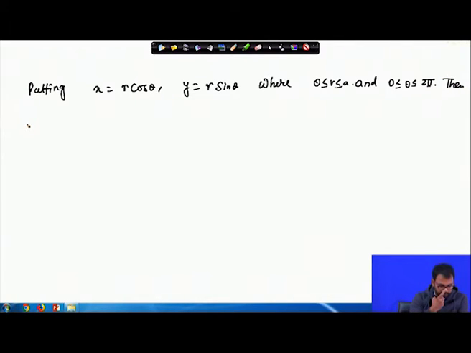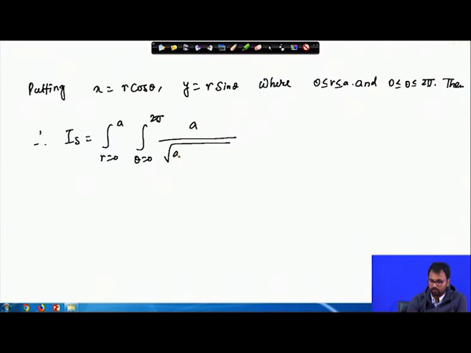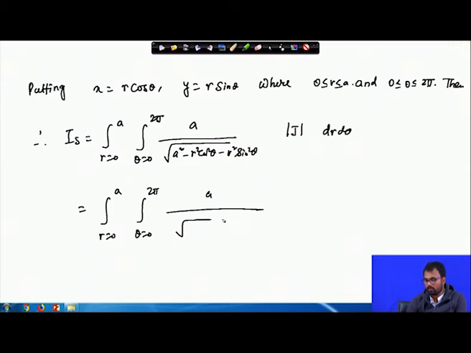Then this surface integral would reduce to r running from 0 to a, theta running from 0 to 2 pi, a divided by the square root of a square minus r square cos square theta minus r square sin square theta, and then the Jacobian r times dr d theta. So this will be the integral with r from 0 to a, theta from 0 to 2 pi, of a divided by the square root of a square minus r square, because we take r square common and it reduces to cos square theta plus sin square theta. The Jacobian of this will be r dr d theta.